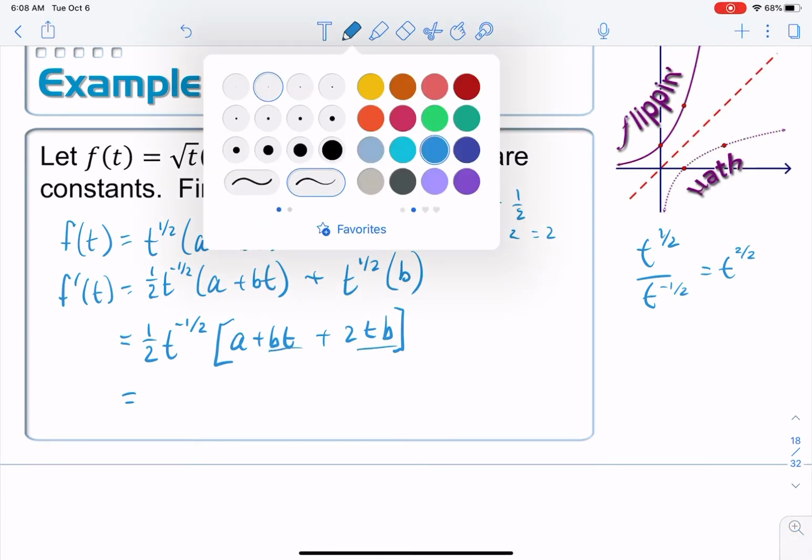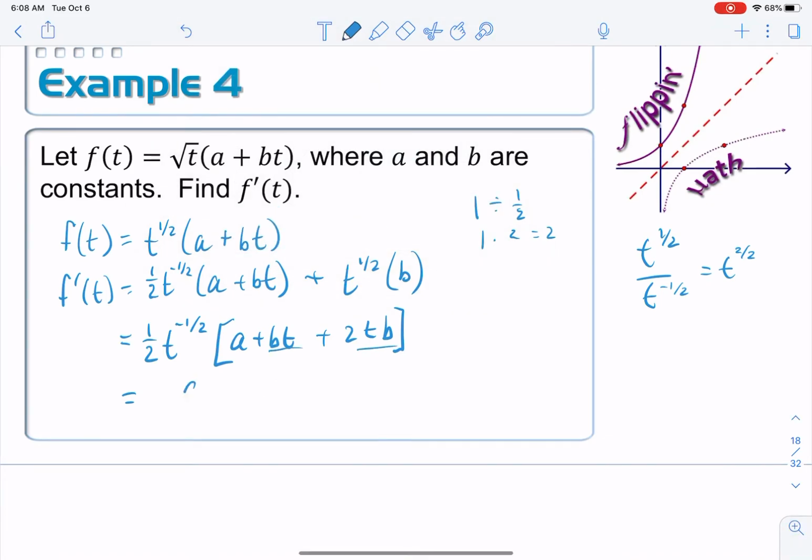So on top, I've got a plus 3 bt, or if you prefer. And then on the bottom, I'm going to have 2 and t to the 1/2 power. Since this one is in radical form, maybe you should make your answer look like that too. A plus 3bt over 2 square root of t. Whew. There you go.